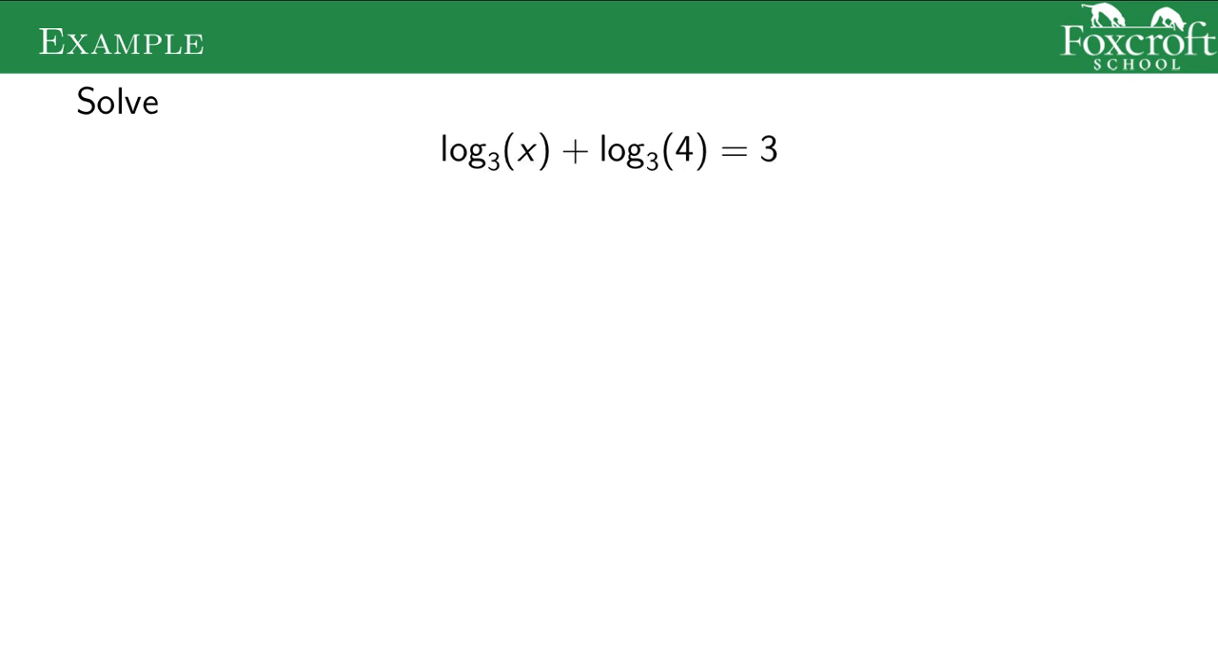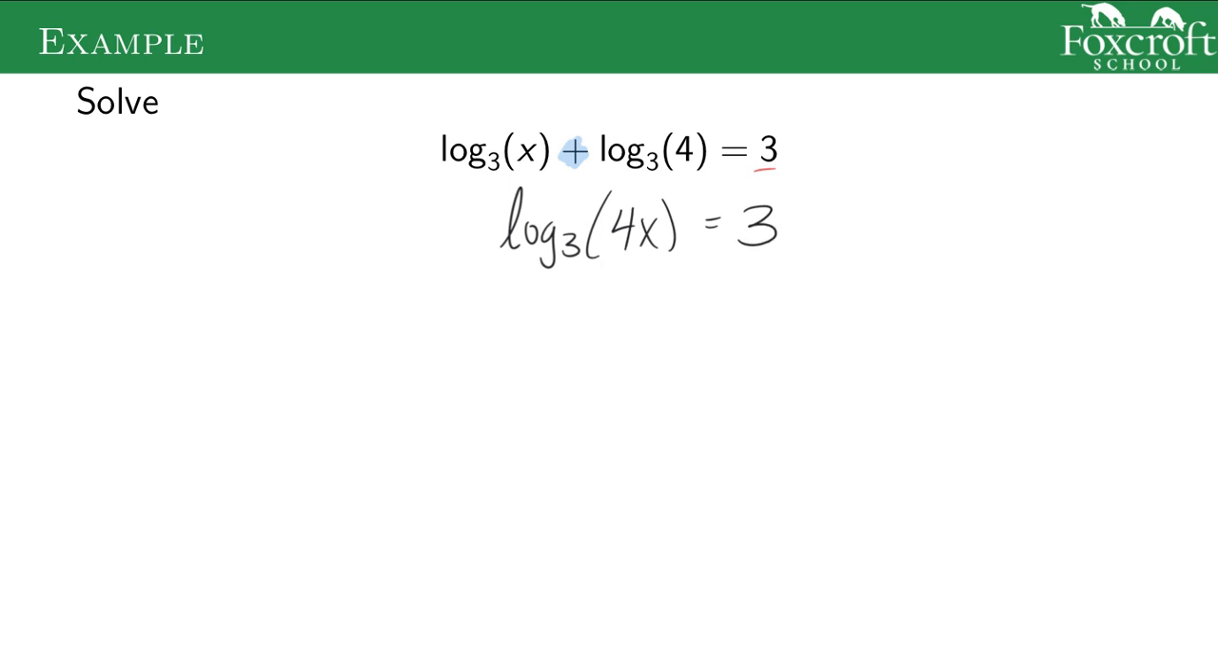Here we have these two logs equal to a number. We can't use the things that we learned in our previous learning objective because there's not a log on the right-hand side. We also have to do a little bit of work first, using our log properties. If we have a plus sign between logs, I can smush them together and multiply the insides.